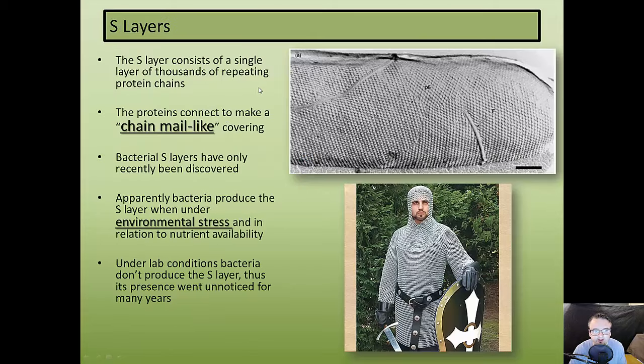So the first one, the S layer, is a very thin layer of proteins that is analogous to chainmail or a chainmail-like covering. And this is a picture of chainmail down here associated with the knights in their armor. But the idea is that chainmail is thin but strong, and so is the S layer, and it kind of looks like it too. So it's a good analogy. Thin but strong, so it's a good protective layer.